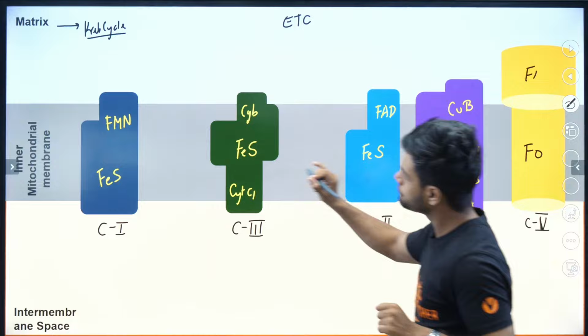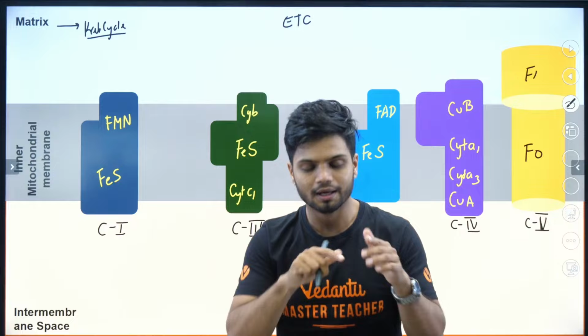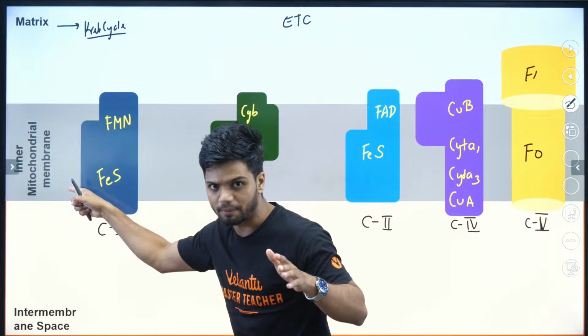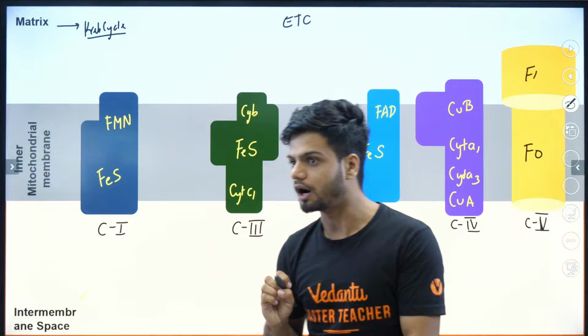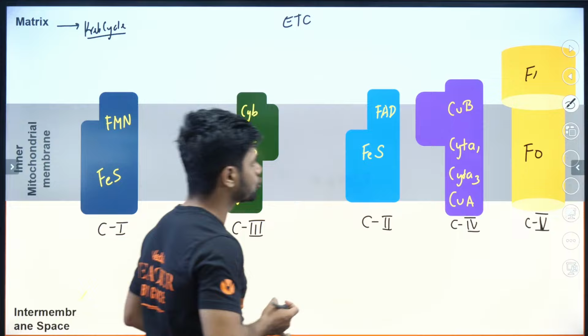Now if you look, this is the matrix region. And I've told you, the entire electron transport chain takes place in your inner mitochondrial membrane. Yes sir, it happens in the inner mitochondrial membrane. What is this? The below part is your intermembrane space. Are you with me, all of you? Just say yes sir in the chat and I'll go ahead and start teaching you how it actually happens.